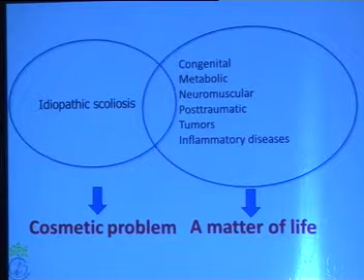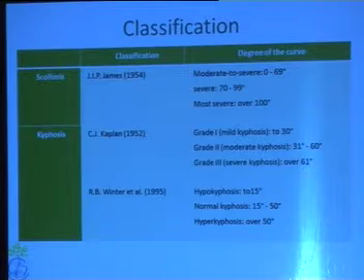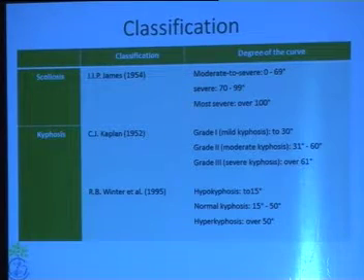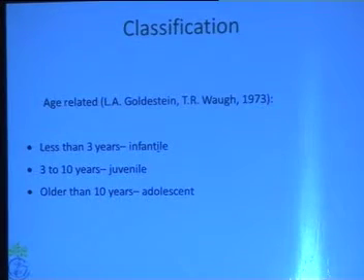I see that idiopathic scoliosis is generally a problem of cosmetics, and for another etiology of deformity, it's a problem of survival. Classification: we use the James classification for scoliosis, and the Kaplan and Winter classification for kyphosis. Age-related classification: infantile, juvenile, and adolescent deformity, older than 10 years.